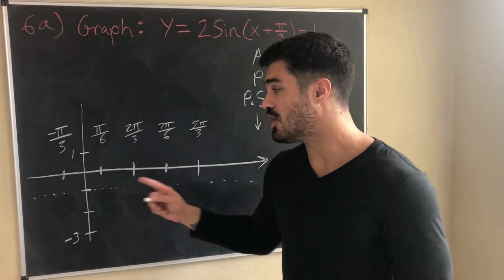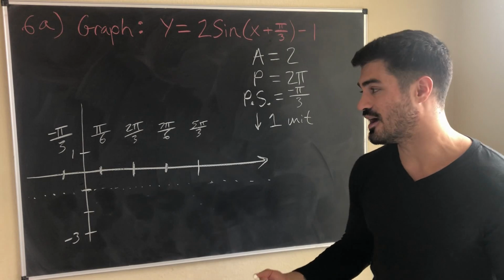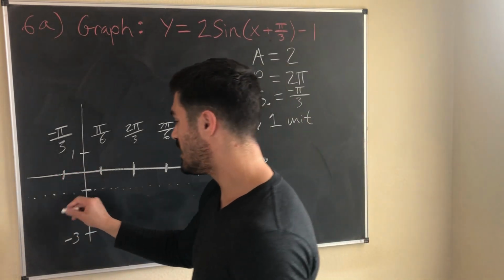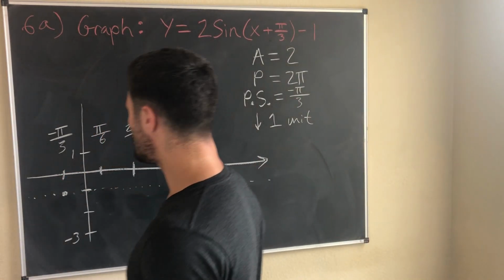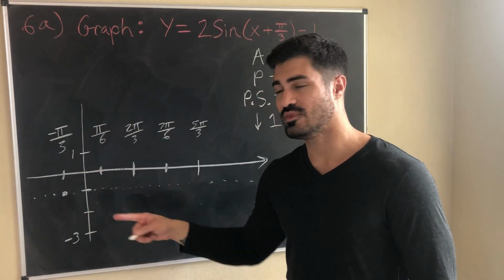So let's see, we can plot our first point. Where does sine normally start? At the midline. So we're going to start at our starting point at the midline. So this is our first point. We'd say it's negative pi over 3, comma, negative 1, right?